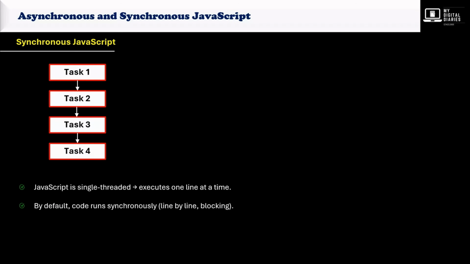So what is the problem here? The problem arises when a particular task takes too long. For example, reading a large file or fetching data from an API. In that case, the entire program is blocked until the task is done. Everything else will have to wait. So that is a big problem.